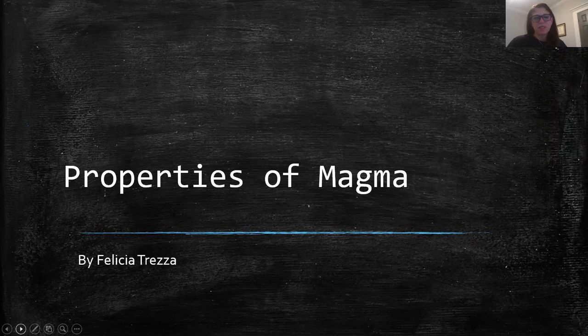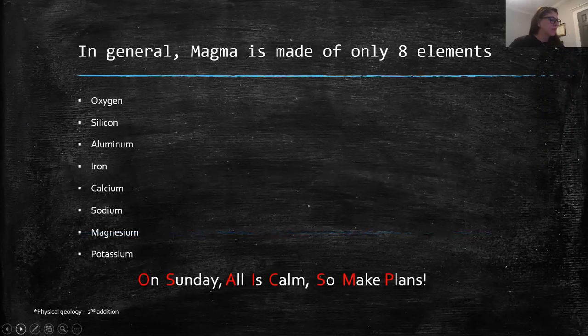Hello. Today we'll be talking about properties of magma. In general, magma is made up of only 8 elements: oxygen, silicon, aluminum, iron, calcium, sodium, magnesium, and potassium.